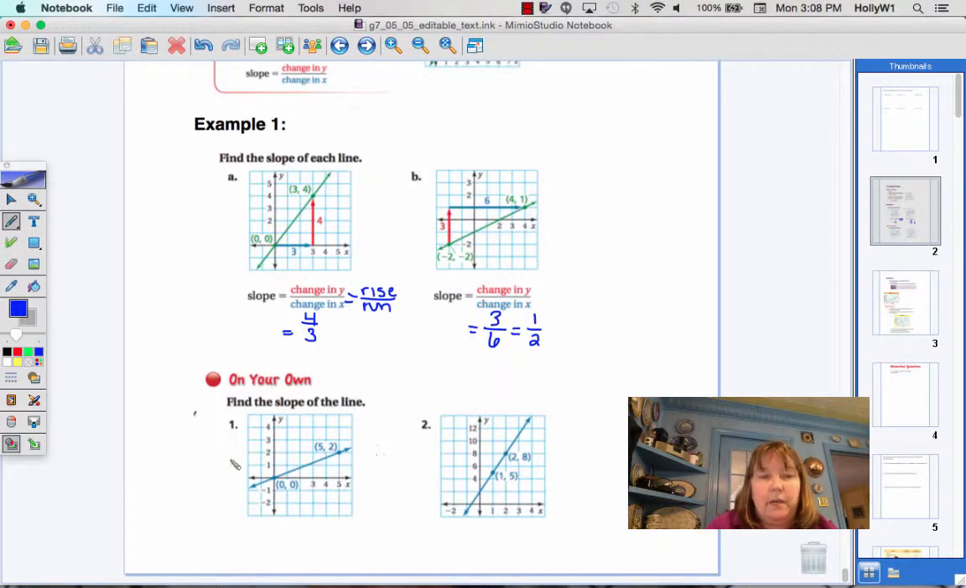Okay, here we have finding the slope of a line on your own. So pause me for a second and see if you can figure out what they are.